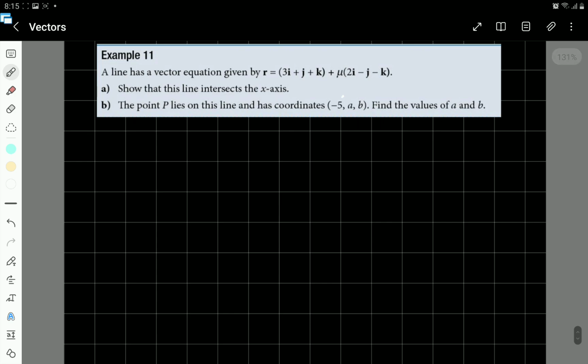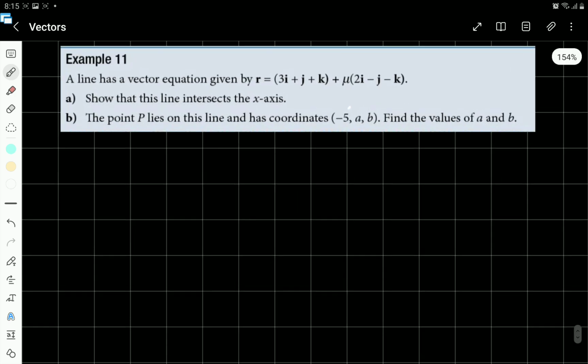So let's look at the next question. A line has a vector equation given by r equals 3j plus k plus 4u times this vector. Show that this line intersects the x-axis.